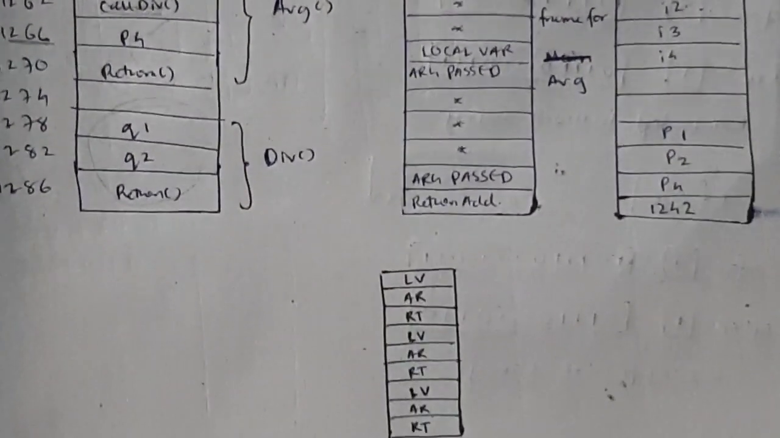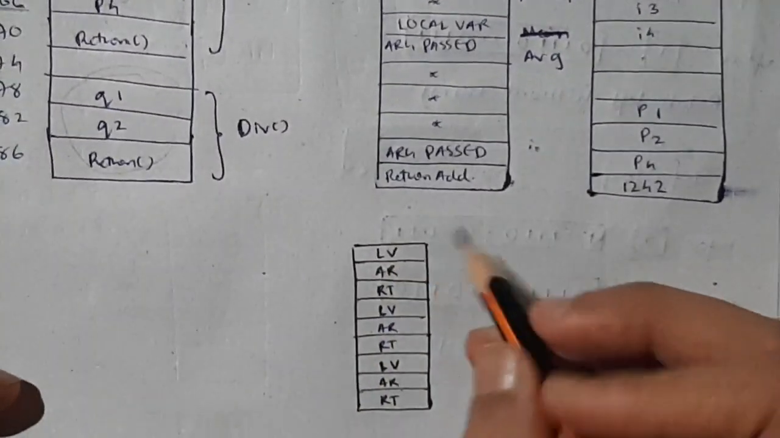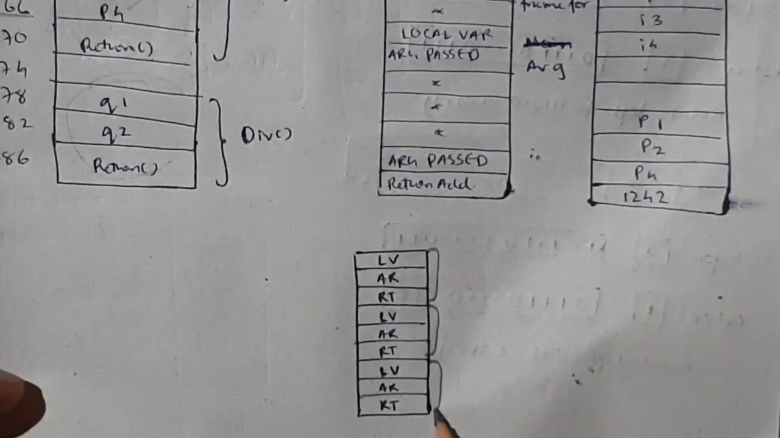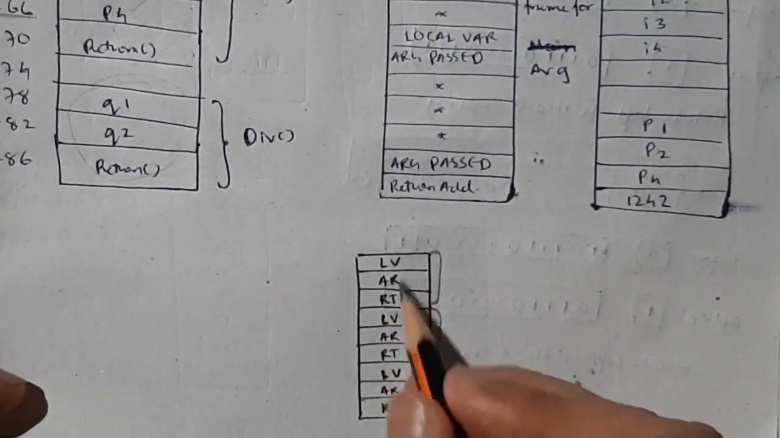Now one more topic is stack pointer and frame pointer. Suppose these are the three stacks: first stack, second stack and third stack. Each has local variable, arguments passed and return address, like that the three are there.